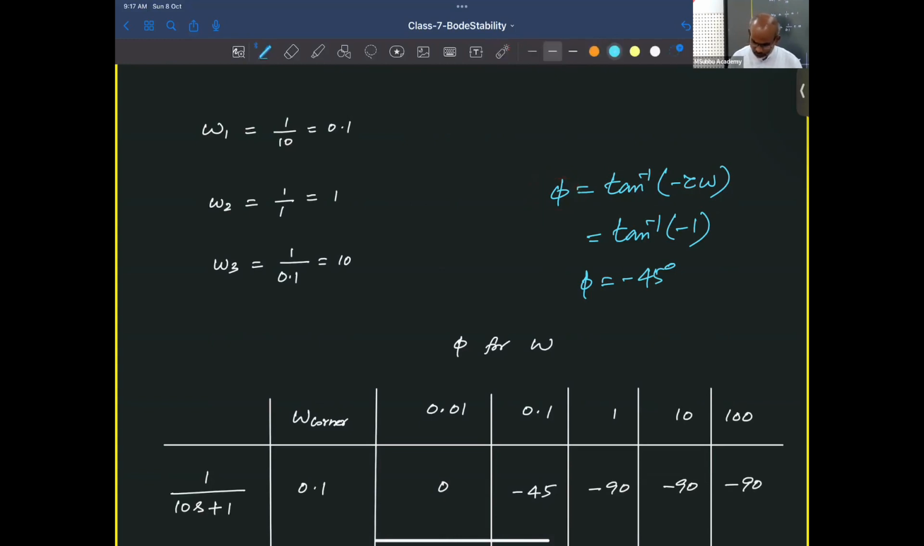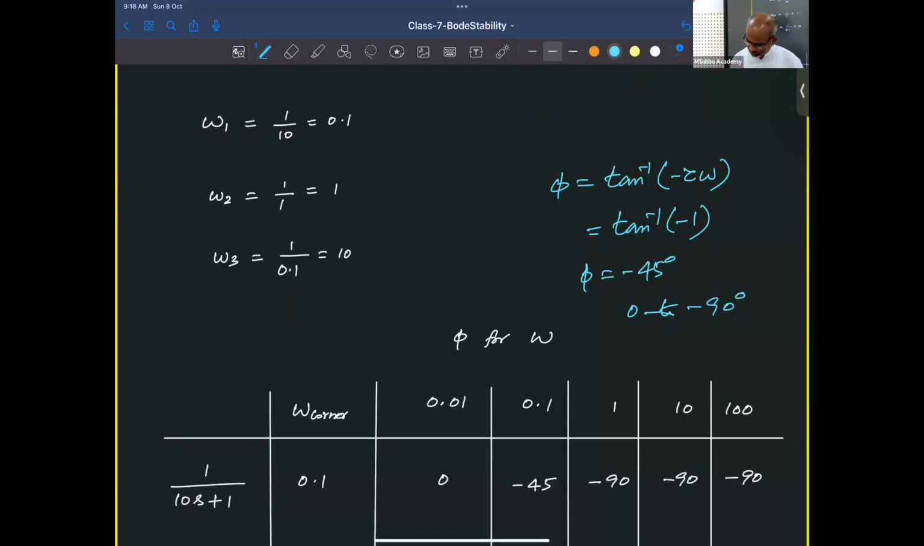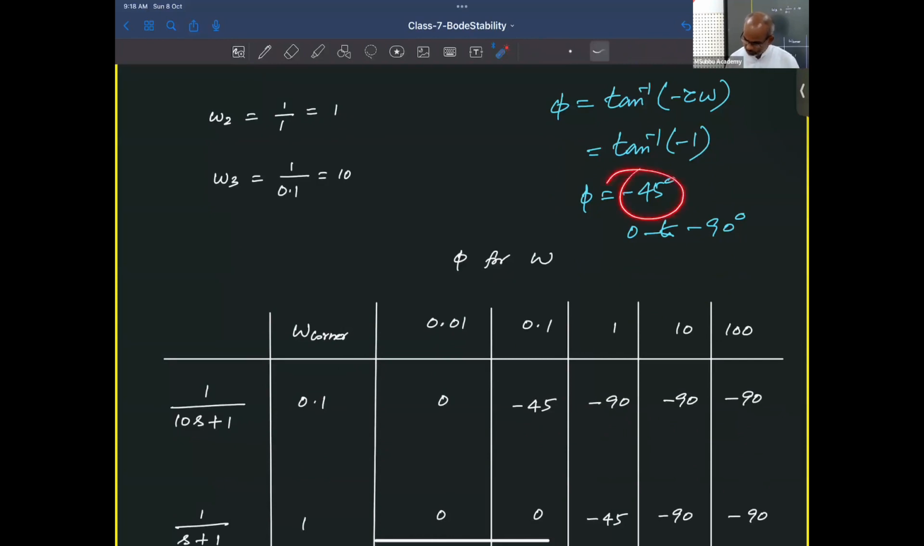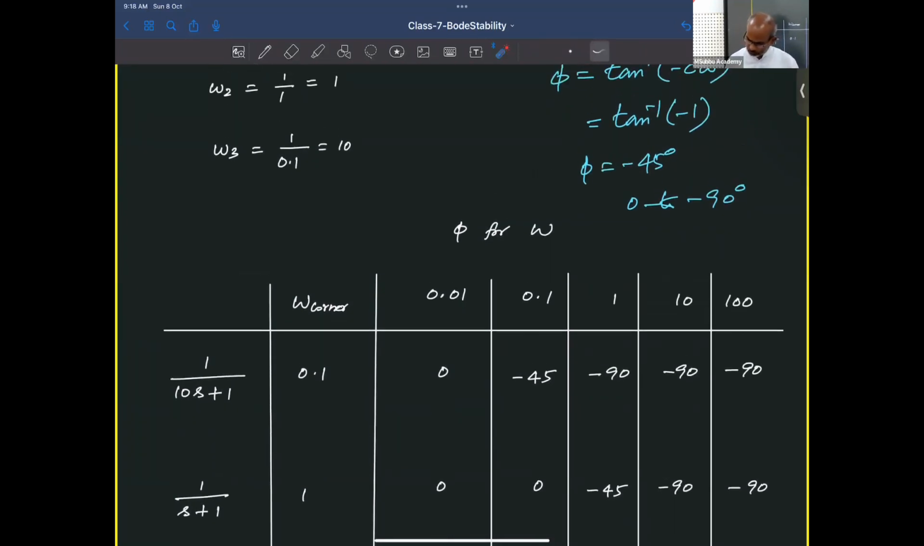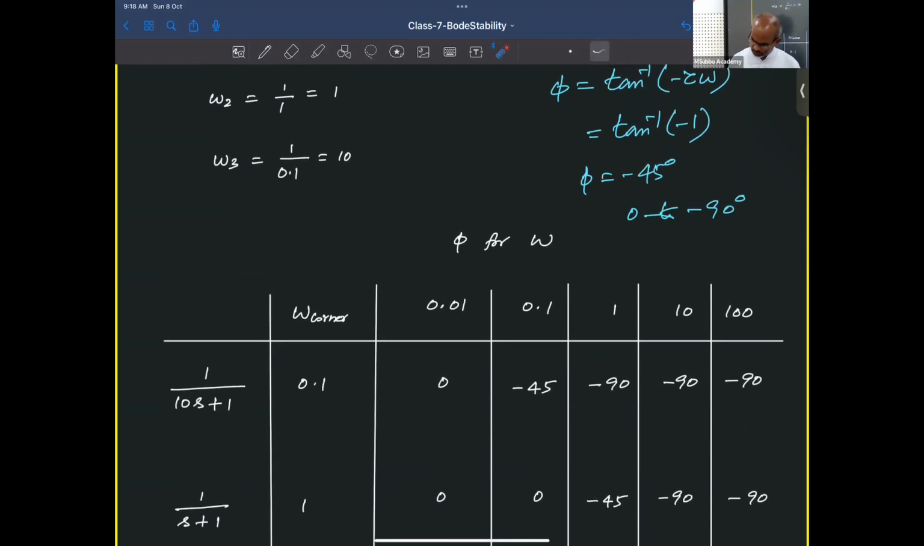That is, the phase angle for the first order system ranges from 0 to minus 90 degrees. The center point is at minus 45, which happens at the corner frequency. Additionally, the starting point, omega of 0, till about 1/10 of the corner frequency, we'll see that the value is approximately 0.